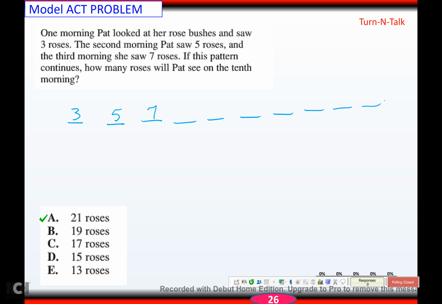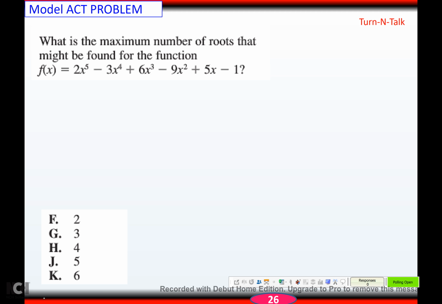We could try and memorize that formula for sequences, or you can just continue the pattern. It's going up by 2s. So this day will be 9, then 11, then 13, then 15, then 17, then 19, then 21. On the 10th day, she should have C, 21 roses. Okay, try this one. Hit pause, come back when you're ready.